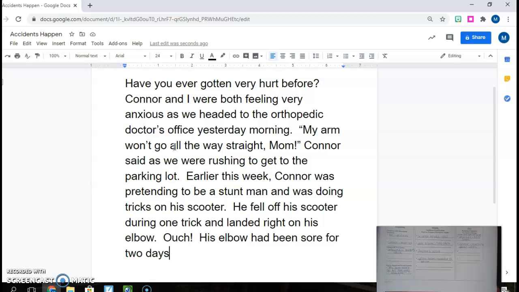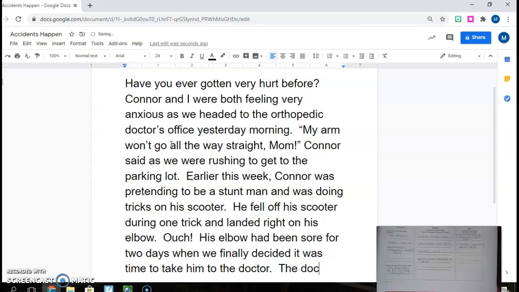Sometimes I have to reread what I write to make sure that I'm saying what I want to say. Have you ever gotten very hurt before? Connor and I were both feeling very anxious as we headed to the orthopedic doctor's office yesterday morning. "My arm won't go all the way straight, Mom," Connor said as we were rushing to get to the parking lot. Earlier this week, Connor was pretending to be a stuntman and was doing tricks on his scooter. He fell off his scooter during one trick and landed right on his elbow. Ouch! His elbow had been sore for 2 days. When we finally decided it was time to take him to the doctor.